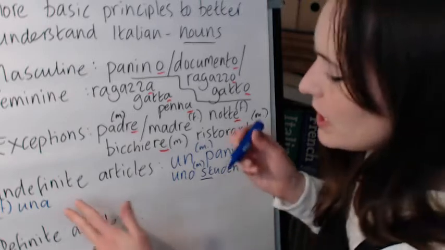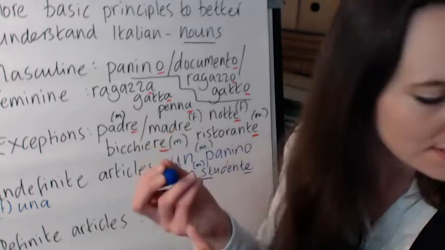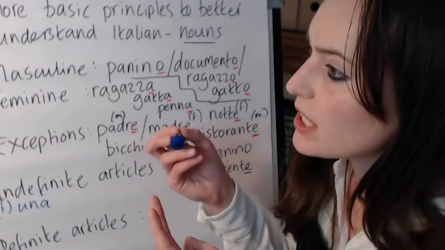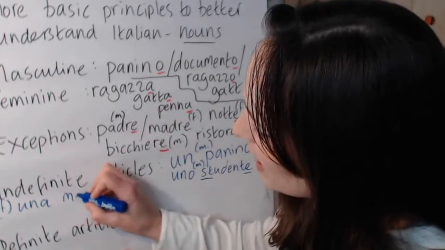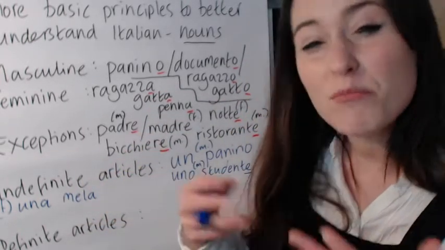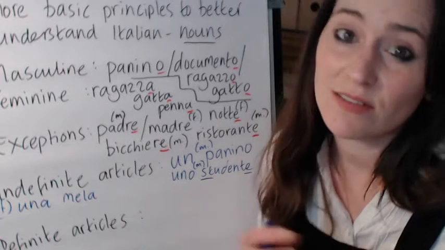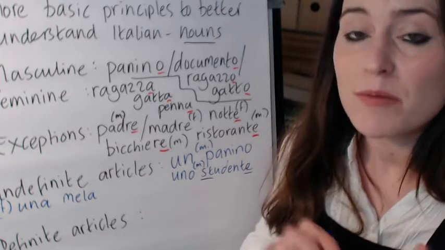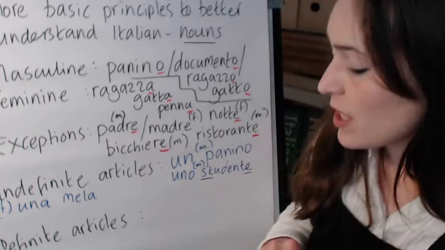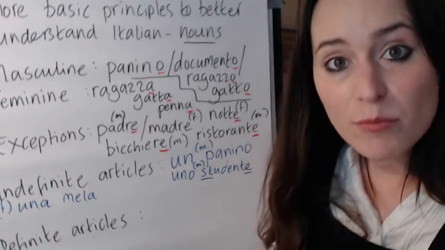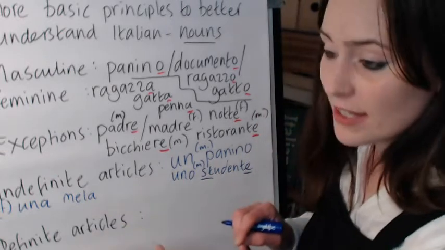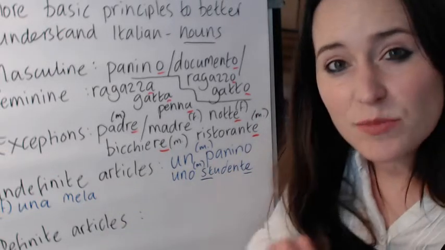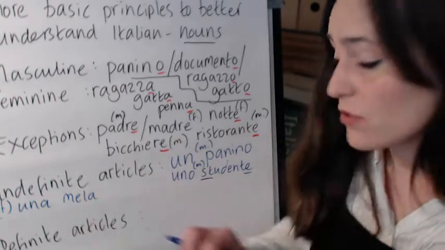So una, let's think of something a bit different. Let's go for mela. Una mela. Incidentally, most fruits tend to be feminine nouns, but not always, okay? So there's a great lesson on learnamo.com about nouns, and if I remember I'll put it in the description as a link so you can go and do some further research.